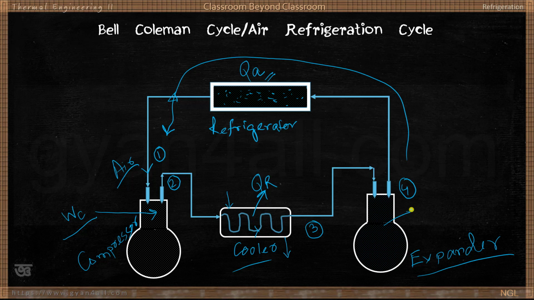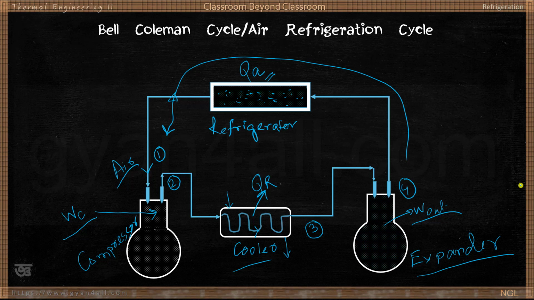And this will give some work output, because any expansion process gives us work output. So this is an expansion process. These are the processes that happen in the cooler. Heat is rejected from the system. In the expander, work is received from the system.